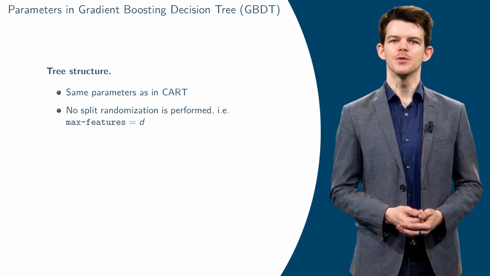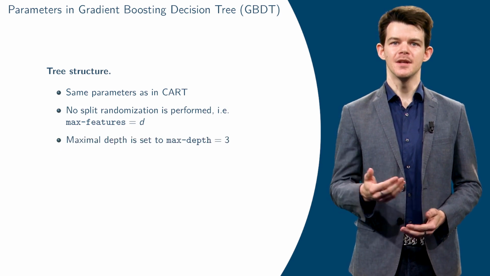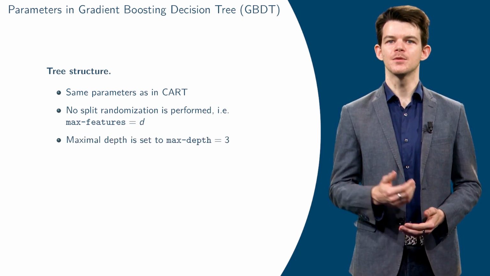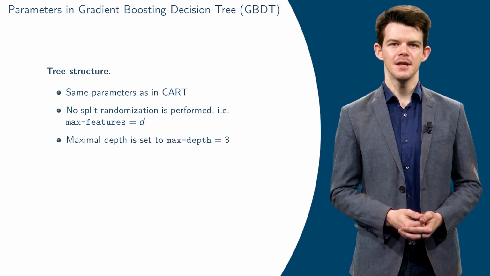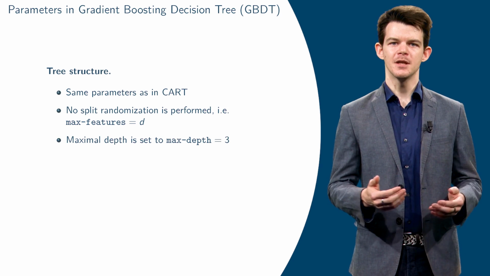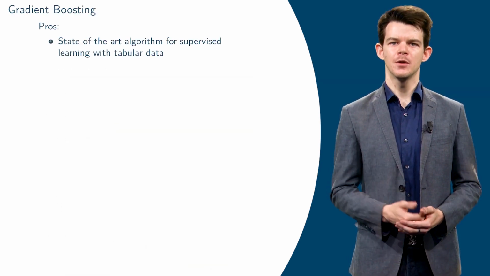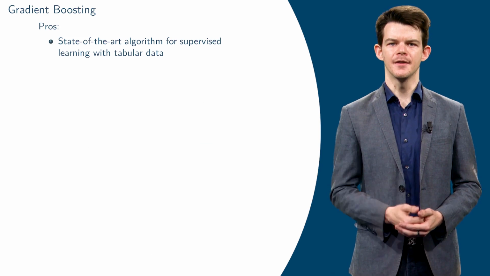Another difference compared to the trees used in random forest is their depth. The maximum depth of a tree in the boosting procedure is typically set to 3, but is plus infinity in random forest. There is no restriction on the depth. By default, quadratic loss is used in regression and log loss is used in classification. The boosting algorithm is a state-of-the-art algorithm for supervised learning with tabular data.